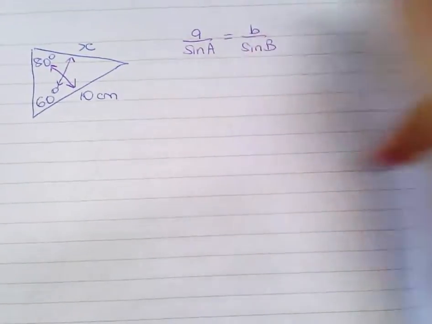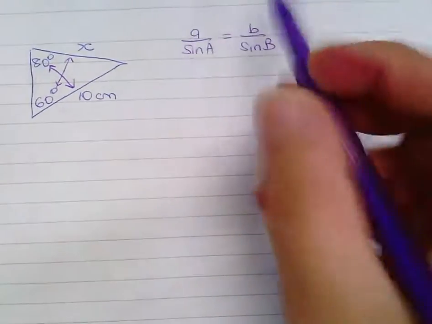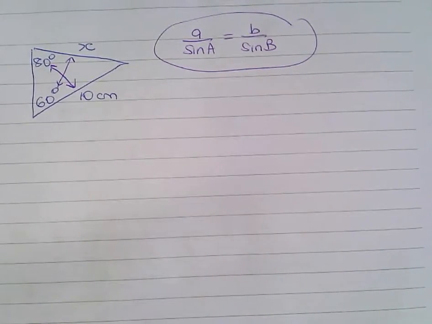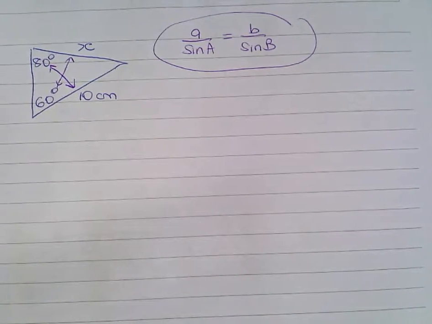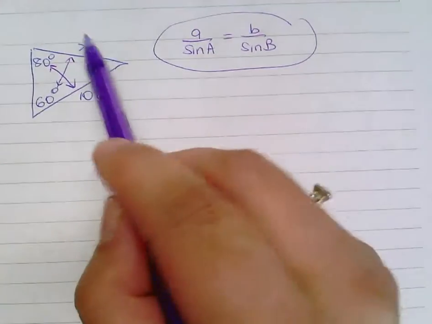Now, I am not going to go labeling these sides. It would be a nightmare if you start labeling which one's A, which one's B, which one's C. You'll get yourself all confused. All this is telling you, it's a little formula. We want the side length over the sine of the opposite angle equals side length over the sine of the opposite angle. Whenever you're doing something like this, let's put the unknown first. So the unknown is x.